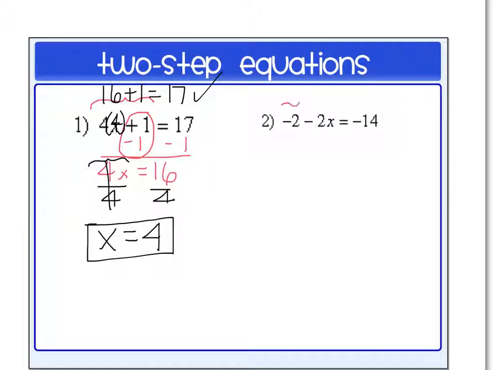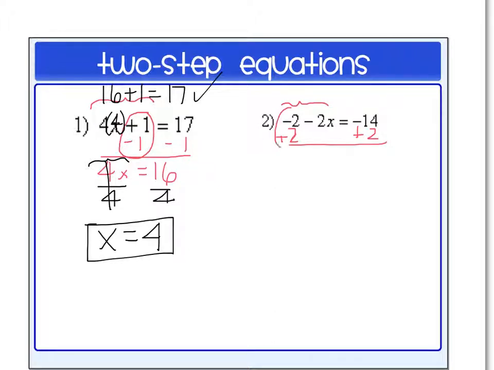Problem 2, if we look over here, what's farthest away from our x is this minus 2. So in order to get rid of this minus 2 or negative 2, either way that you look at it, we have to write down the opposite of it in order to get rid of it. So in order to get rid of our minus 2, I'm going to put a plus 2 below it. I also have to put a plus 2 on the opposite side of the equal sign.